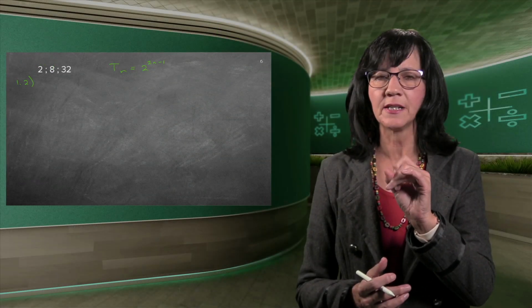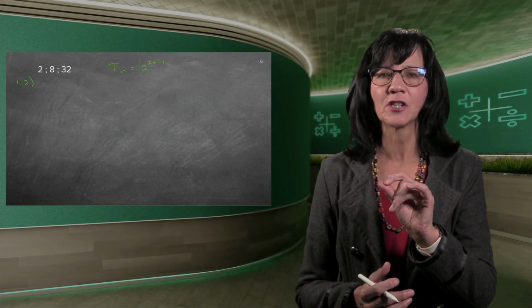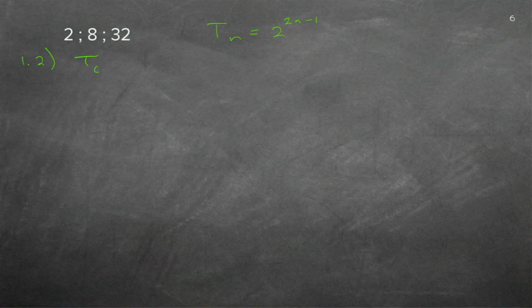I'm just going to write down the formula. It was 2 to the power of, what was it again? 2n minus 1. That was the formula that we gained. 1.2 asks, determine the sixth term. Are they asking me the n or the t? Listen again. Determine the sixth term. So they're asking me the term. They're giving me the sixth one.